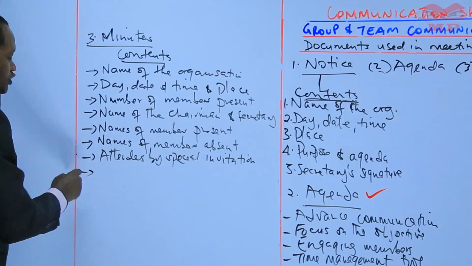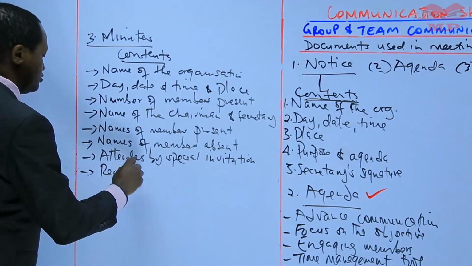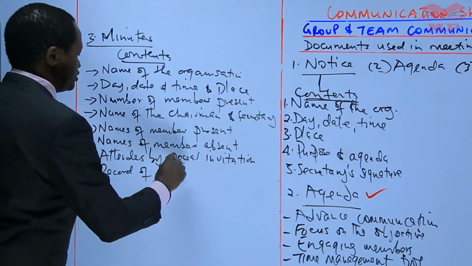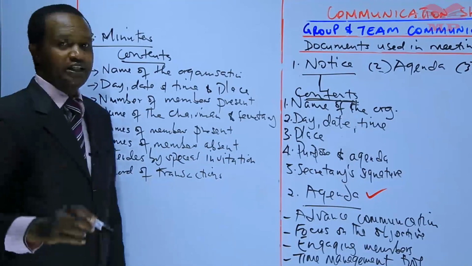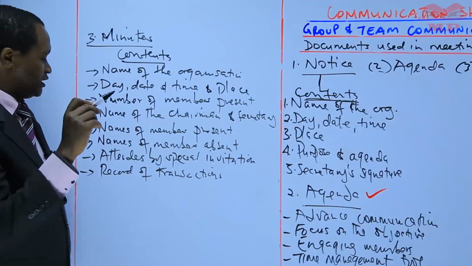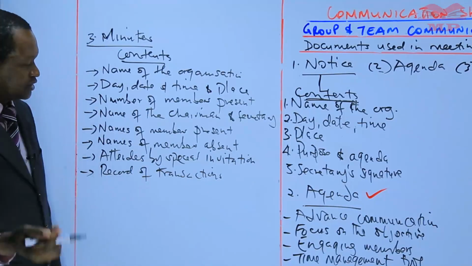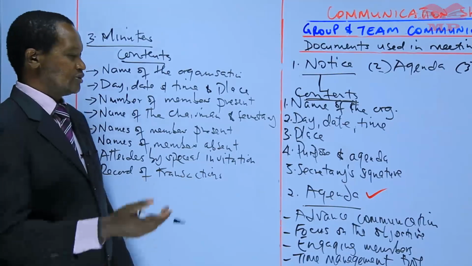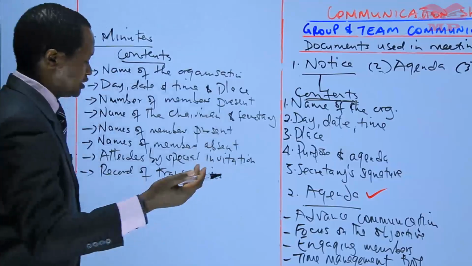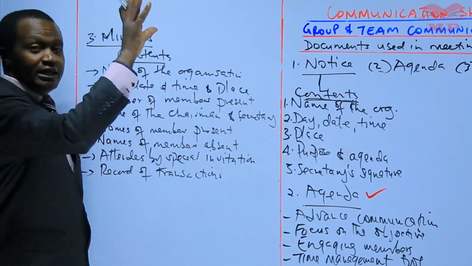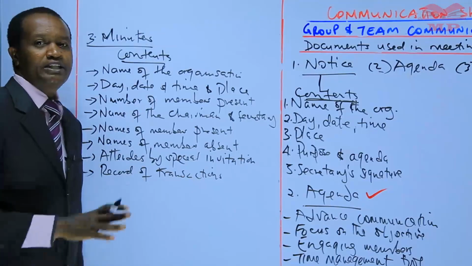Then we have also a record of transactions. What business was transacted in the meeting? Record of transactions. What actually took place? What agenda was discussed? What was discussed at the meeting? There has to be a record of everything that was discussed at the meeting.